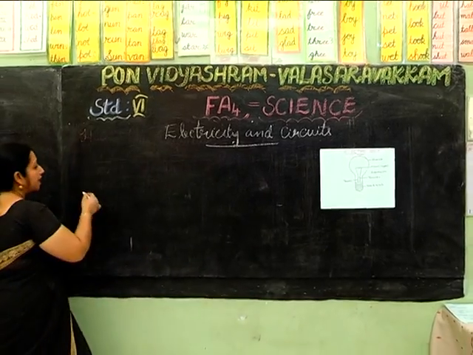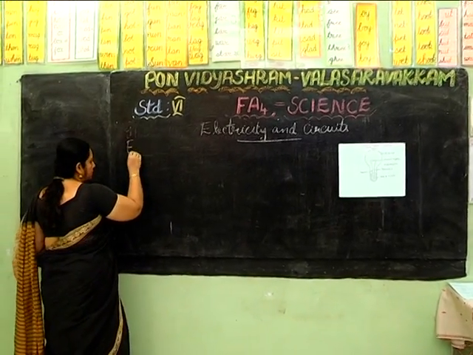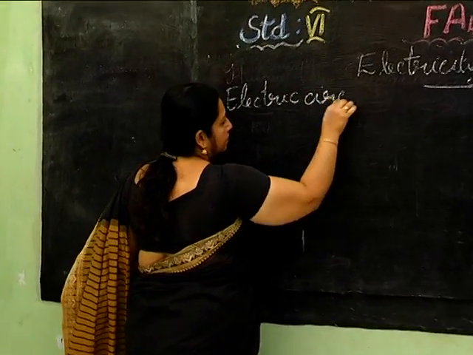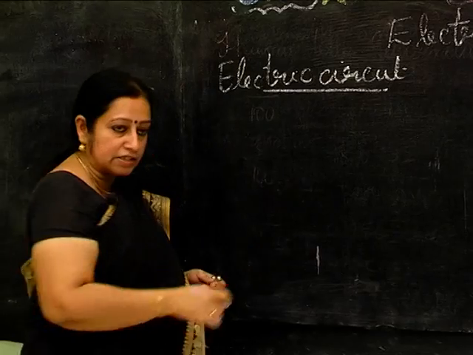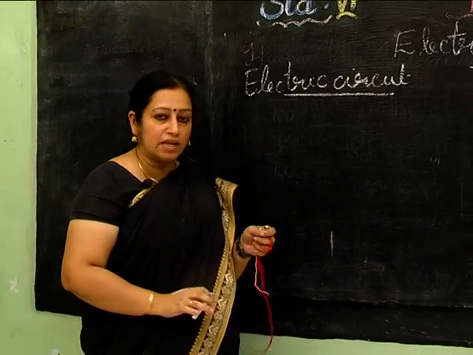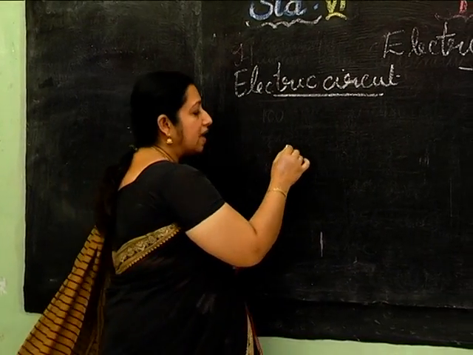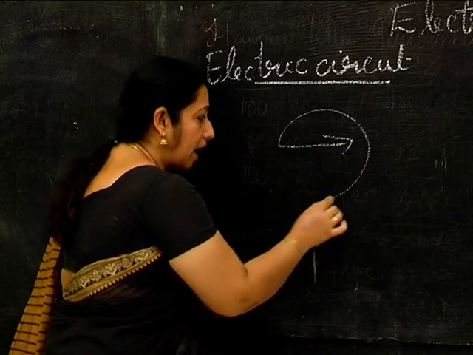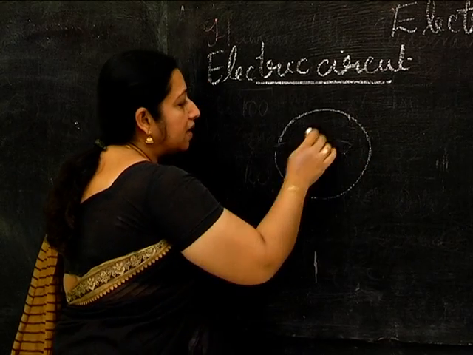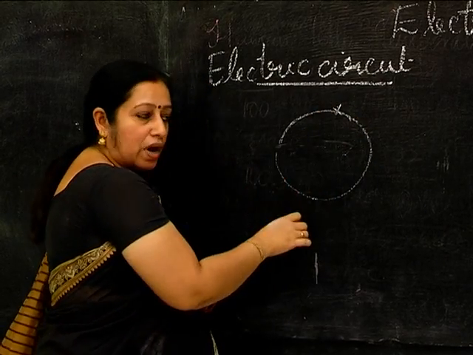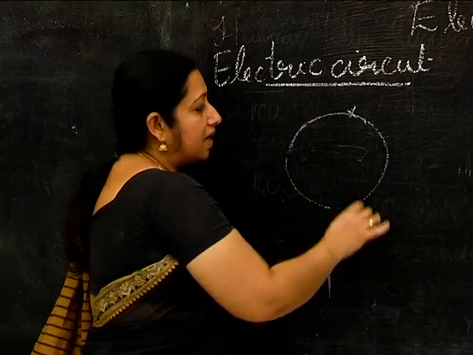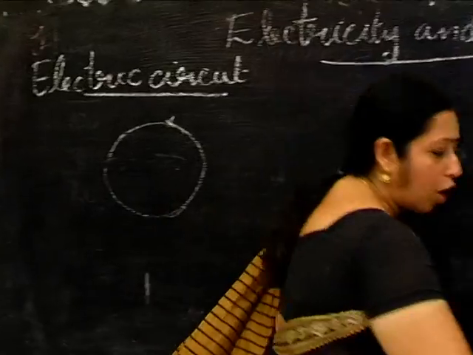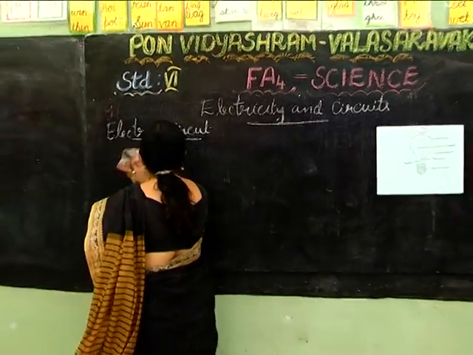Next is, what is an electric circuit? An electric circuit is nothing but the path through which electric charges flow. Whenever we want to move from one place to another, we need a path. Similarly, the charges also want to move through a path. That path is called an electric circuit.